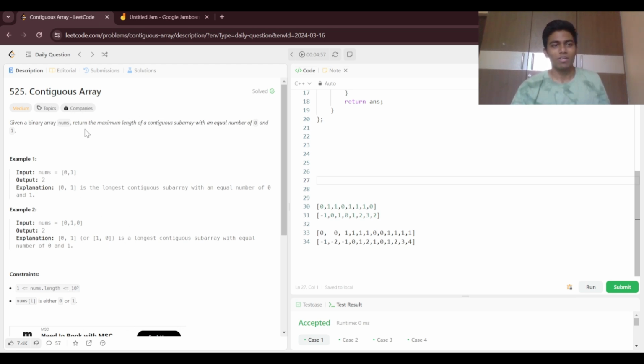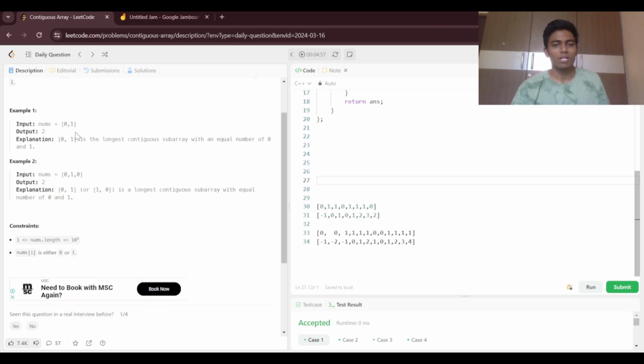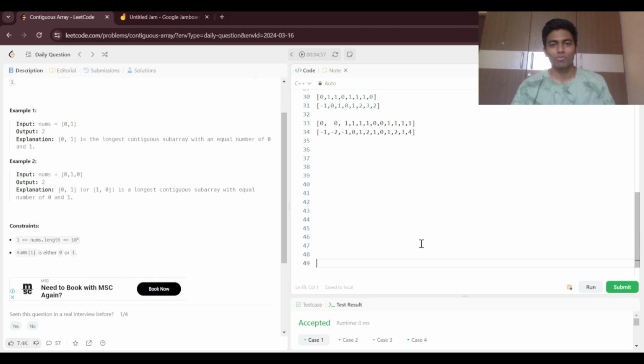So we are given an array, and we need to find the maximum length of the continuous subarray such that we have an equal number of zeros and ones. So let us see the solution in terms of the brute force approach.